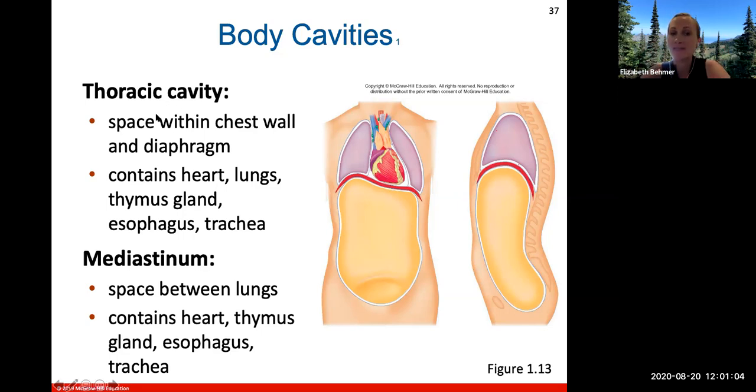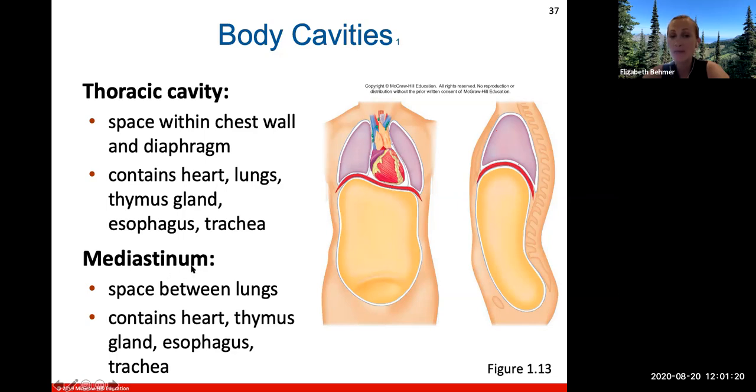The thoracic cavity is the space within the chest wall and the diaphragm. So your thoracic cavity is all up here where my cursor is. It contains your heart, the lungs, the thymus gland, your esophagus, and trachea. So here's your thoracic cavity.